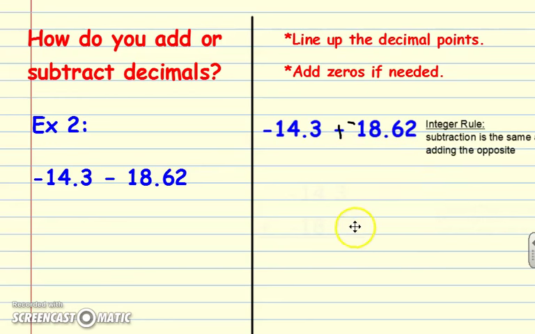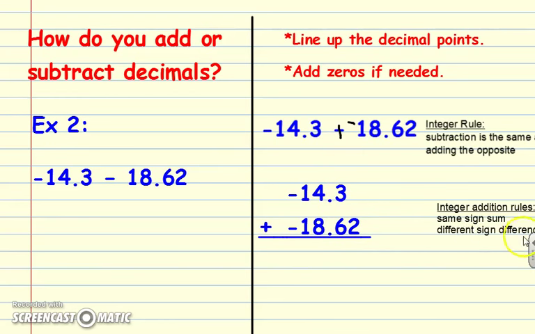I'm going to add those up, and I'll just put them on top of each other. I'm going to use my integer rule here: same sign, we're going to sum them; different signs, difference. In this case, they both have negative signs, so we're going to add the numbers together. Same sign, sum. They're both negative, so I know my final answer is going to be negative.